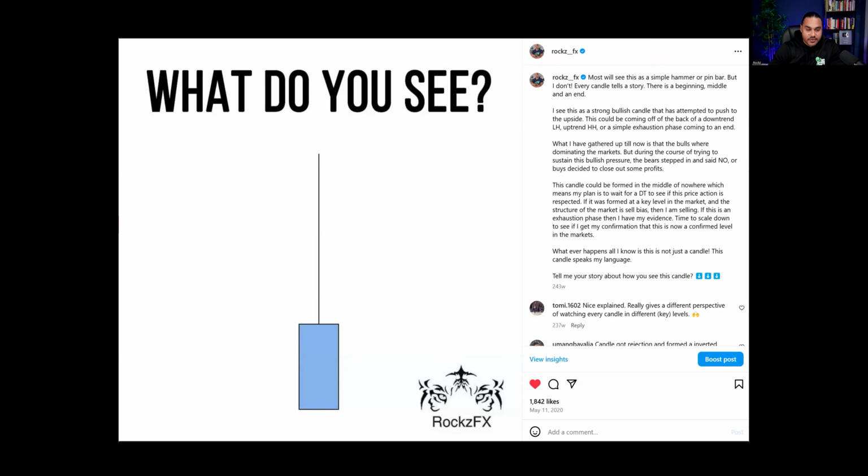This image that you see in front of you is an image I posted on my Instagram in 2020. We're talking 4.5 years ago. And I ask a simple question by posting one single candle. What do you see? Now, most will see this as a simple hammer or a pin bar, but I don't care what anybody says. Every candle has a story, and this is why this lesson is relevant for you today.